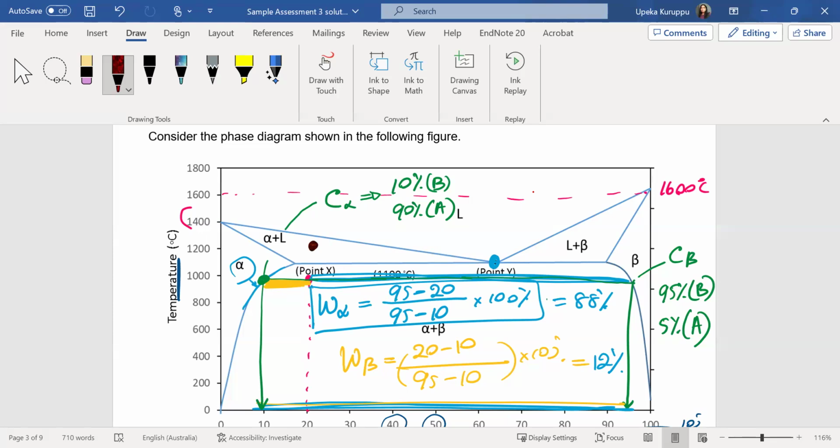So when you draw this line, you have alpha here and you have L here. So you have C_L and C_alpha, isn't it? Not C_alpha and C_beta. You are touching the liquidus line here and you are touching the solidus line here. So this is a liquid-solid interface. You do the calculations in the same way, but instead of having beta, now you have L. Does that make sense? Okay.